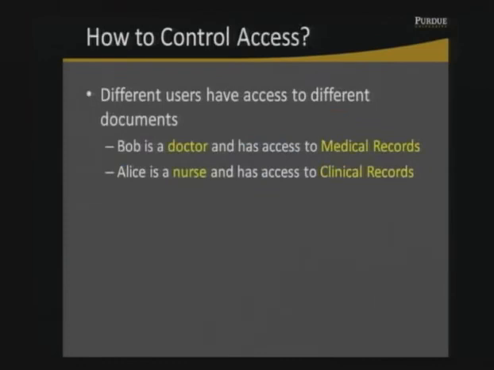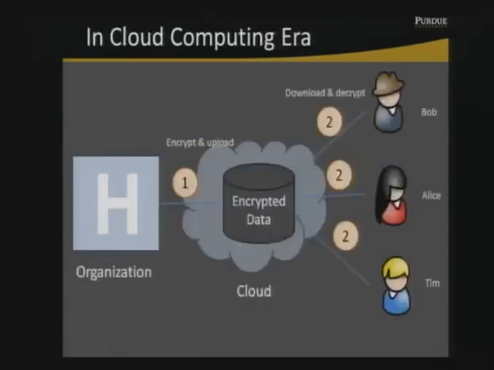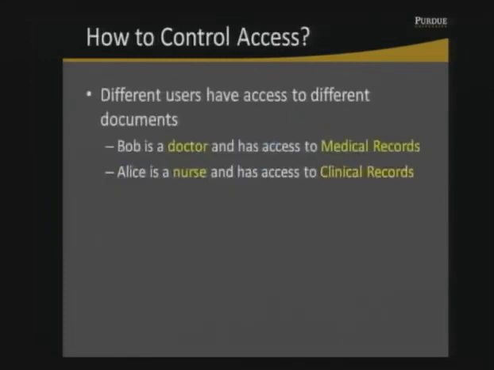One of the key issues with encrypted data is access control. How do you provide access control on encrypted data? For example, in that picture, we had 3 users, Bob, Alice, and Tim. Bob is a doctor, and he has access only to medical records. Alice is a nurse, and she has access to only clinical records. So how do you make sure that Alice does not access these medical records?